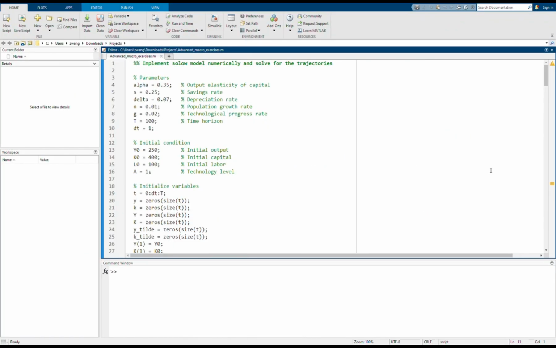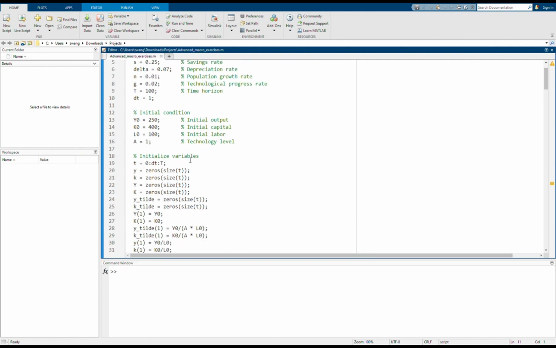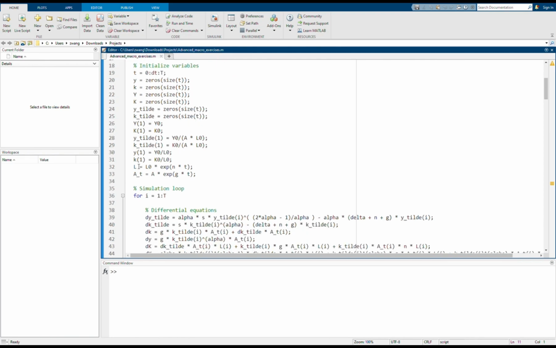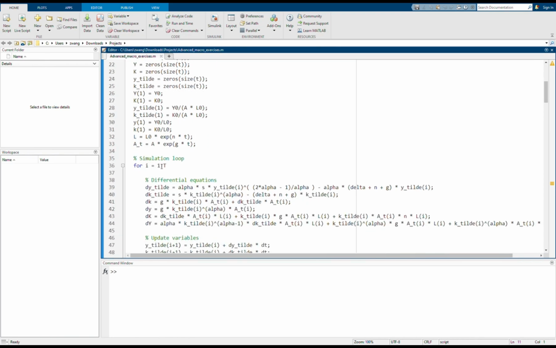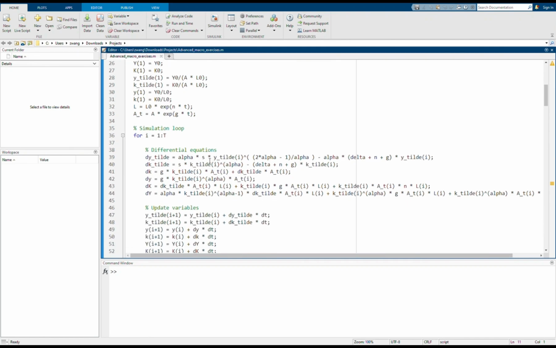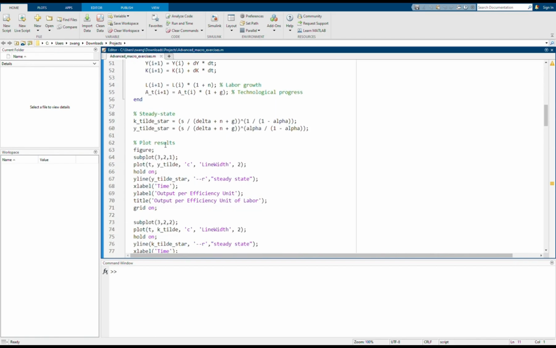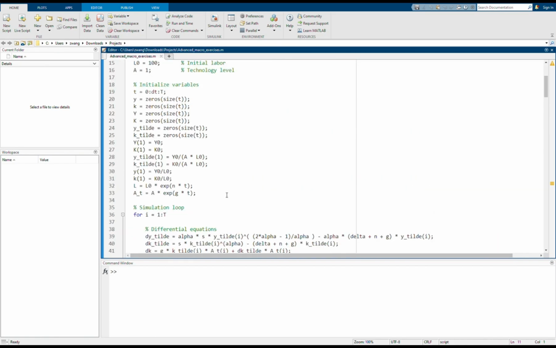Okay, now let's have a look at the first exercise. To implement the Solow model numerically and solve for the trajectories, in general, we should first set the parameters for the model and initialize the time, capital, output, population, and technology. Then in the simulation loop, we define changes of variables using the differential equations we have seen in the slides, and we update variables accordingly over time. Then finally we plot the results. Let's have a detailed look.